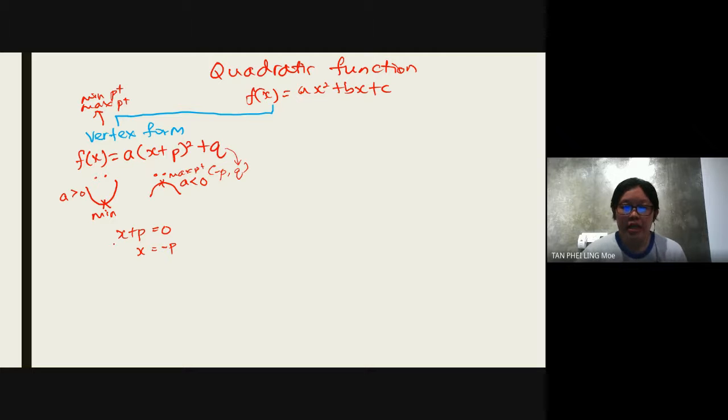All right, so let's say I give you an example here. Say I have 3(x plus 4) squared plus 10. Are you going to tell me that you need to expand? No need, right? Because this is vertex form.